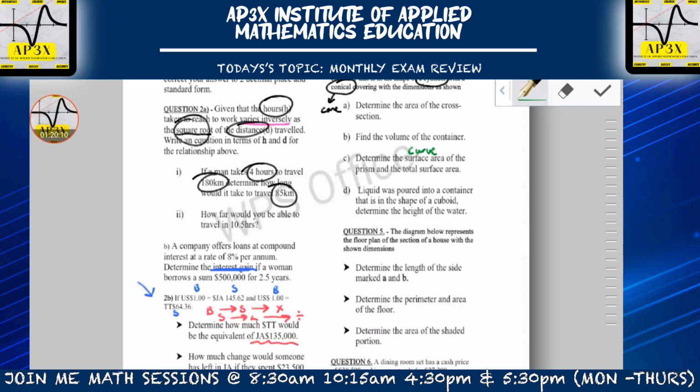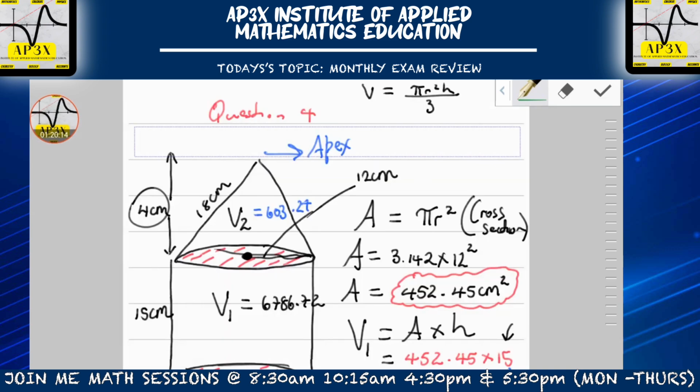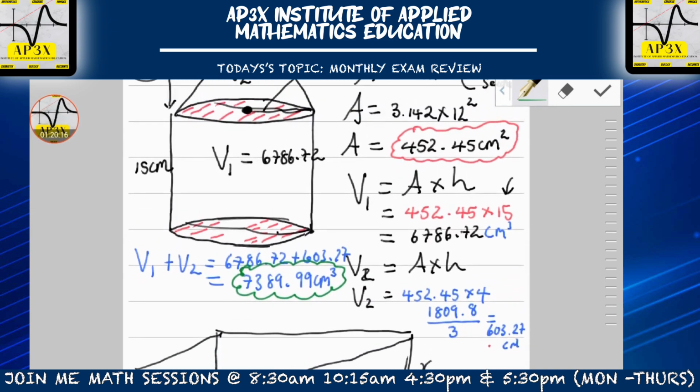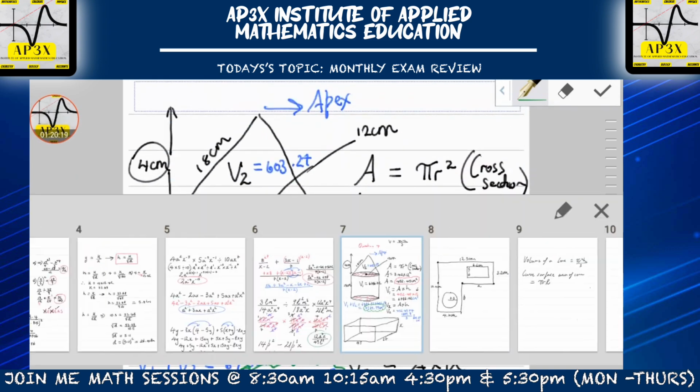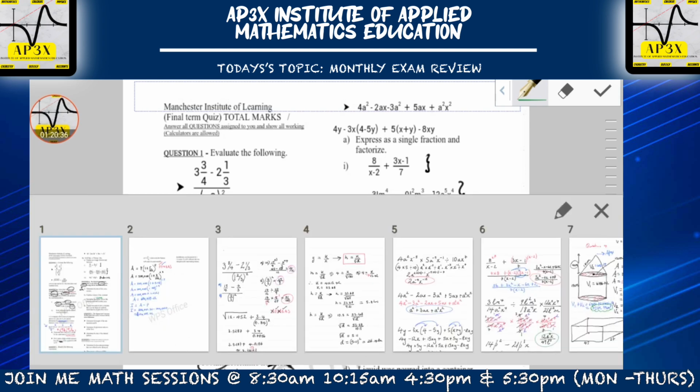So therefore then, let's get back to what really is. What we're looking at then is the curved surface area, and let's go back to the question. Let's just verify what we're doing here. We are looking for the curved surface area of the prism as well as the total surface area of the prism. So the curved surface area of the prism is going to be the curved surface area of the cylinder plus the curved surface area of the cone.